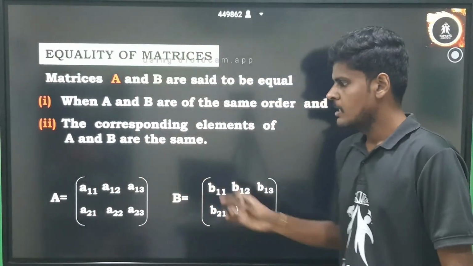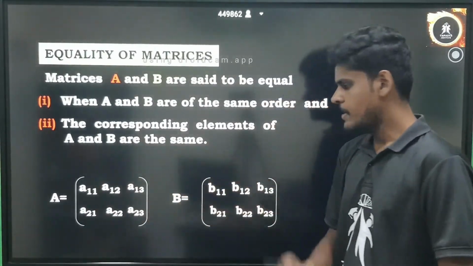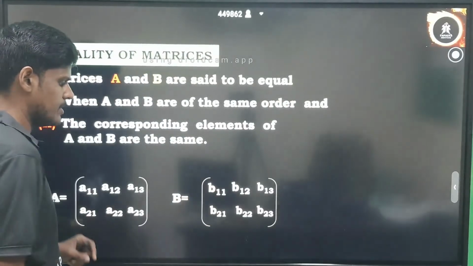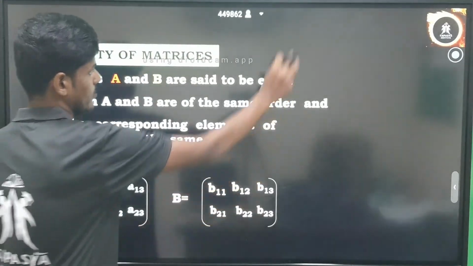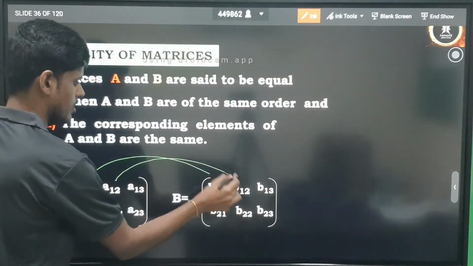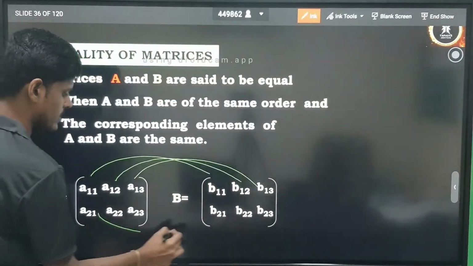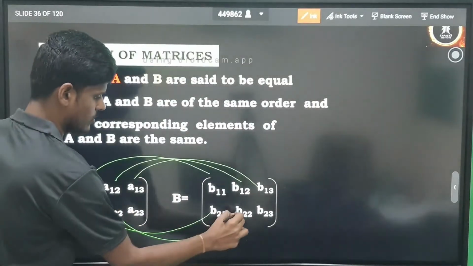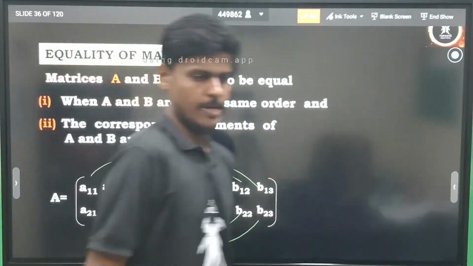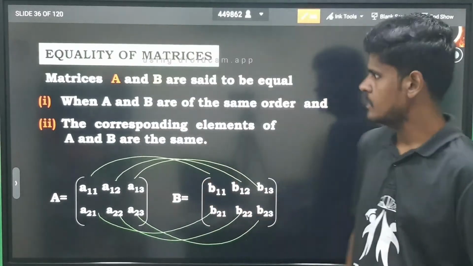Compare the elements. These two matrices will be equal when A11 is equal to B11. That is the first element here, which should be equal to the element here. A12 equal to B12, A13 equal to B13, A21 equal to B21, A22 equal to B22, A23 equal to B23. When all these elements are equal, then we call these two matrices equal matrices.